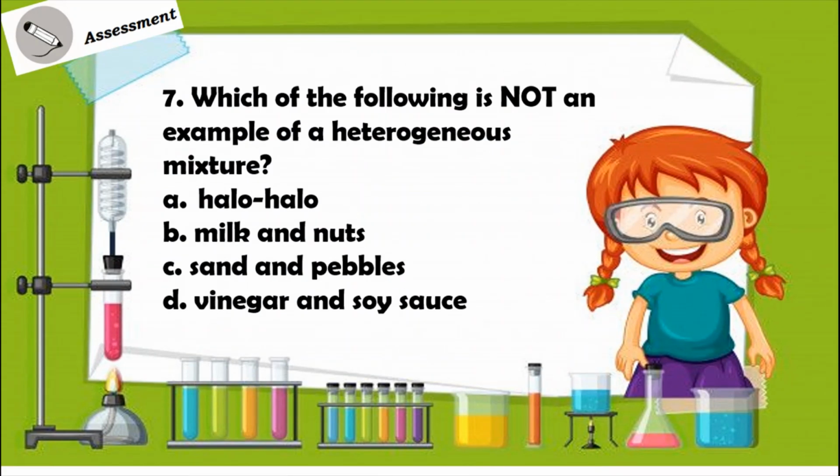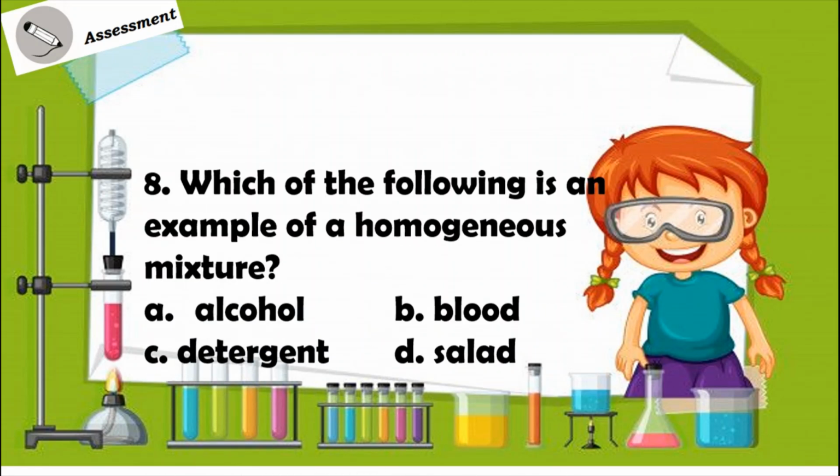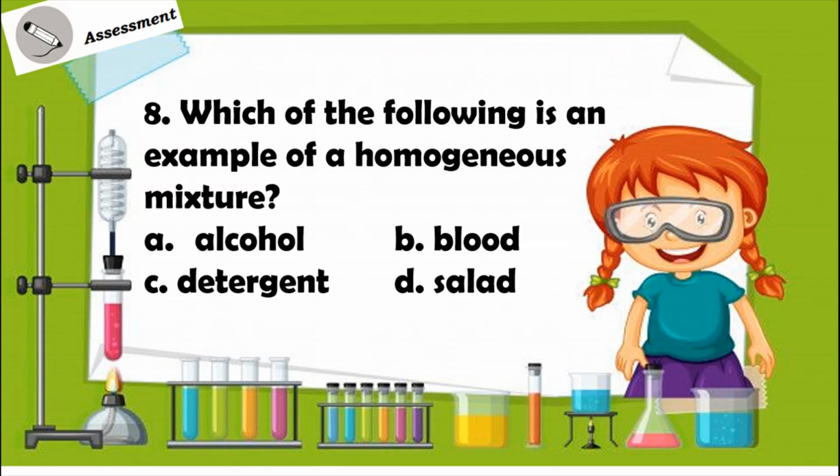Okay, number 7. Which of the following is not an example of a heterogeneous mixture? A, halo-halo. B, milk and nuts. C, sand and pebbles. D, vinegar and soy sauce. The correct answer for this is letter D, vinegar and soy sauce. Number 8. Which of the following is an example of a homogeneous mixture? A, alcohol. B, blood. C, detergent. D, salad. Answer is alcohol.